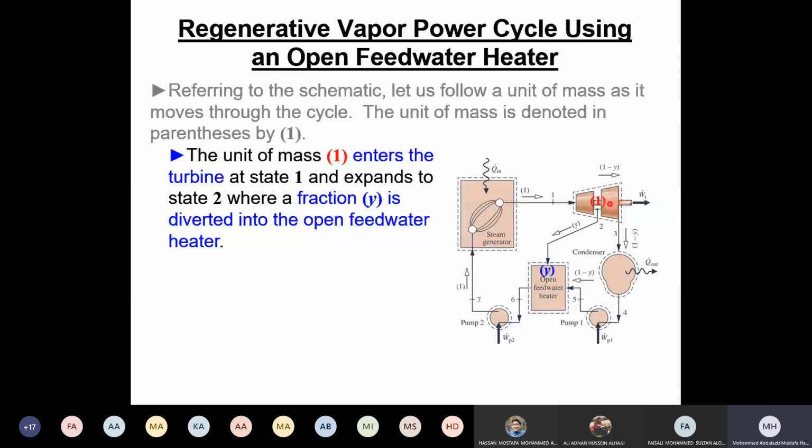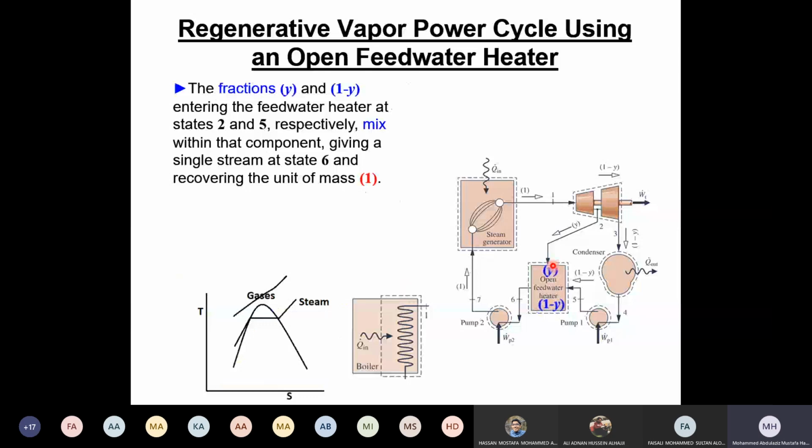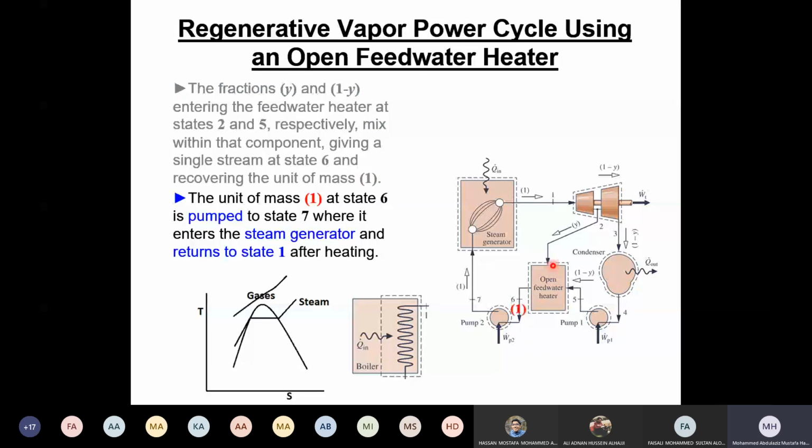So now we have the division here. So this is y. We take y at this point, and then 1 minus y will continue to the condenser, and then comes here to the open type feed water heater. Then we mix them together. So these are mixed together, and then they move again. So this is now 1, and then 1 will go into the boiler again.